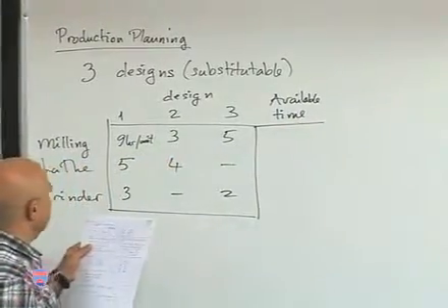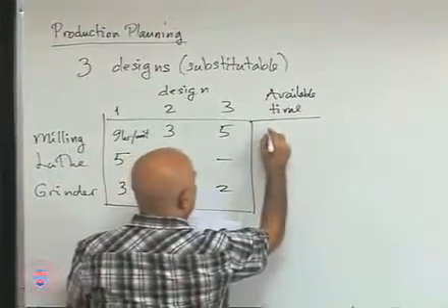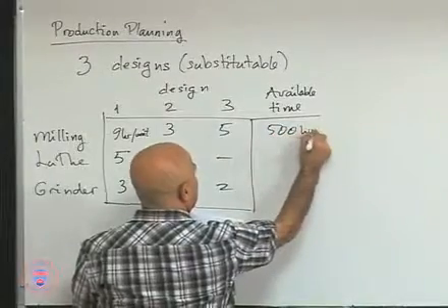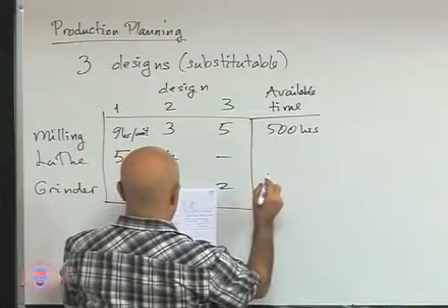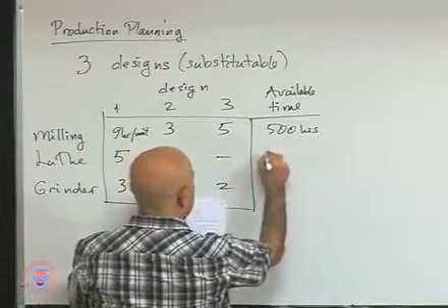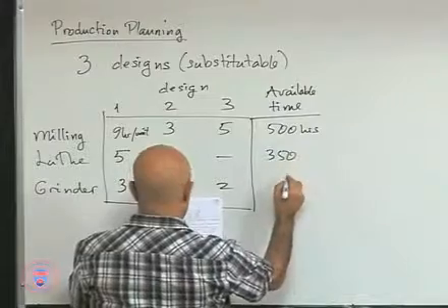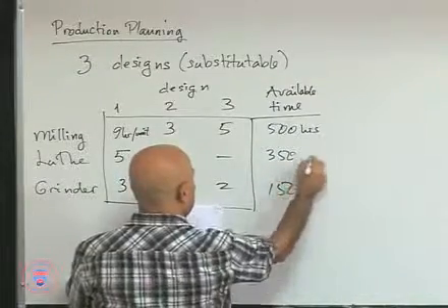The available time in the milling department per production run is 500 hours. And in the second department, it's 350 hours. And in the third one, it's 150 hours.